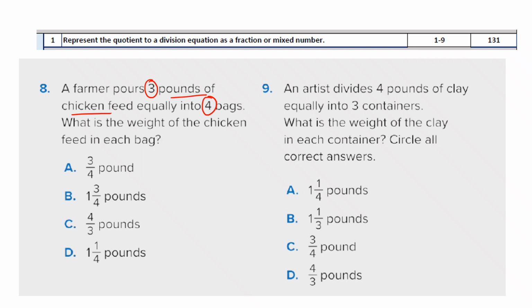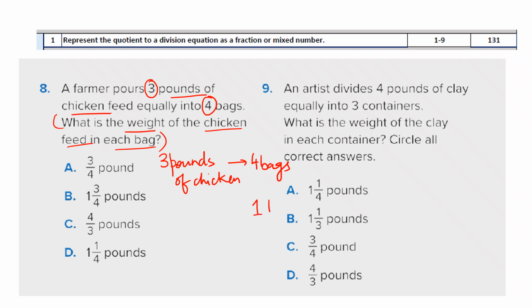Let's see. So how many pounds of chicken? 3 pounds of chicken, and this is in how many bags? 4 bags. Now what we need to find, let's read the last line which has the question mark. This will tell you what we need to find, and then we can make the equation. What is the weight of the chicken feed in each bag? Each bag means we are talking about one bag now. So how much weight of the chicken, this we don't know, so I put the question mark, should be there in one bag. For 4 bags, how much? 3 pounds. So for one bag, how much we need to find?